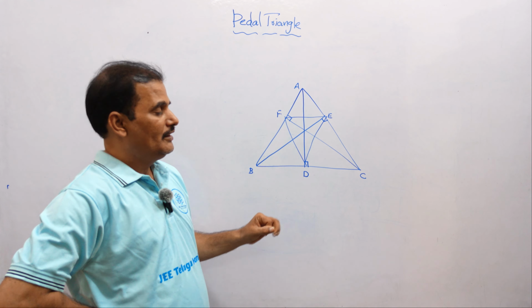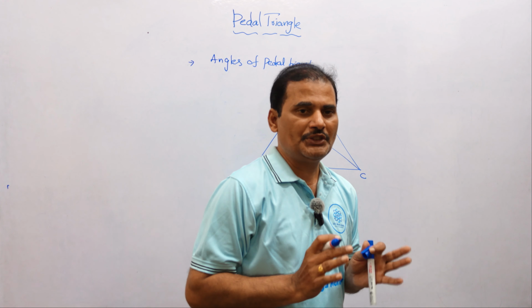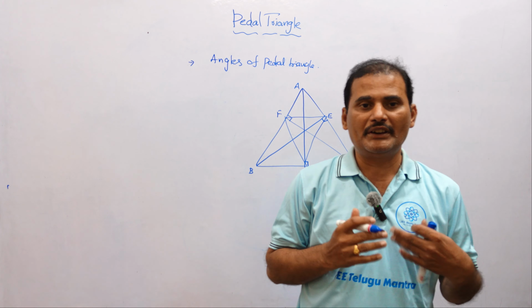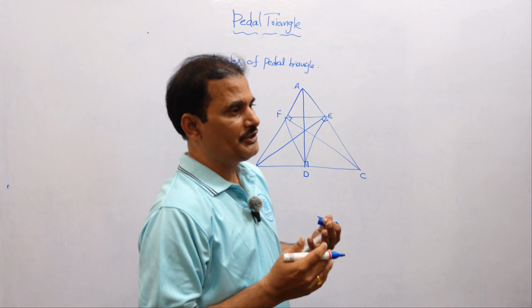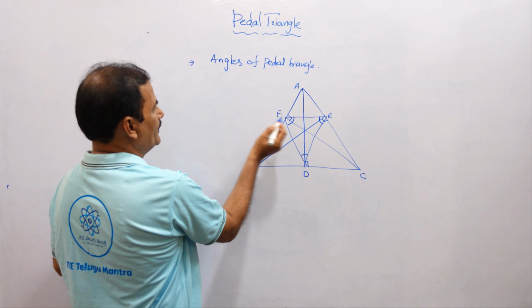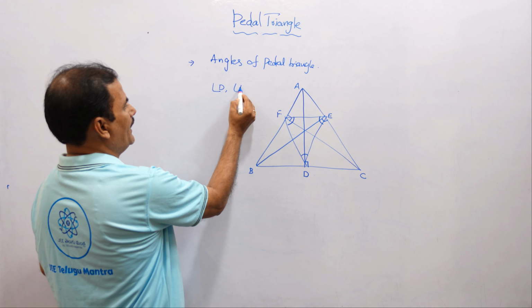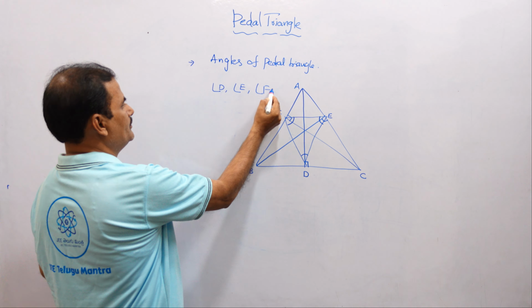Now second one, angles of a pedal triangle. Generally in a triangle ABC, angles are A, B, C. But what are the angles in a pedal triangle? It is a different triangle, no? DEF. What is D and what is F and what is E? Angles means angle D, angle E and angle F. These are the angles in a pedal triangle. How to find the angles of the pedal triangle?